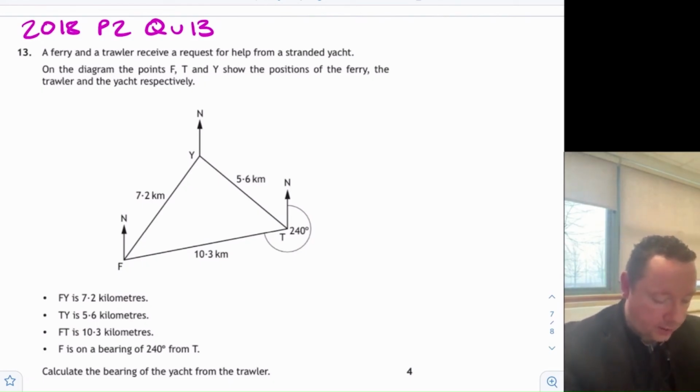Although in this case, as soon as you see 3 sides of a triangle, you should be thinking cosine rule to get an angle. So it's really just identifying which angle it's asking for. So once more, calculate the bearing of the yacht from the trawler, all the way around to the yacht. So I'm going to need this angle here. So let's just note this angle here. That's the one I'm looking for.